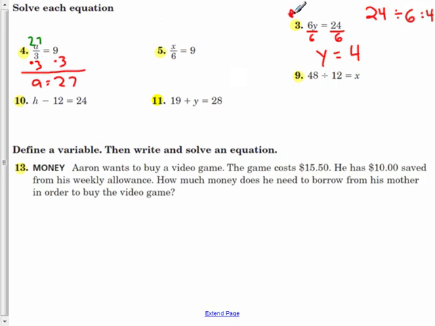Next example is x divided by 6 equals 9. What's the opposite of divide? The opposite of divide is times, so I'm going to go times 6. And anything I do to the left side, I have to do to the right side. So I have x equals 9 times 6 is 54. And once again, I can check my work. Put 54 in place of x. Does 54 divided by 6 equal 9? It does. So x must be 54.